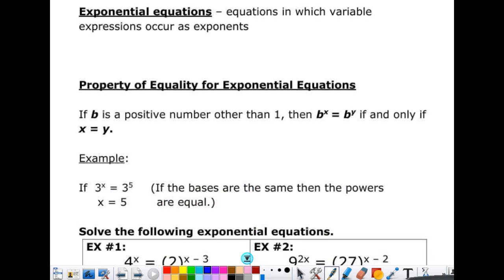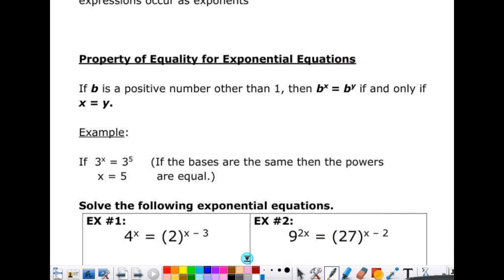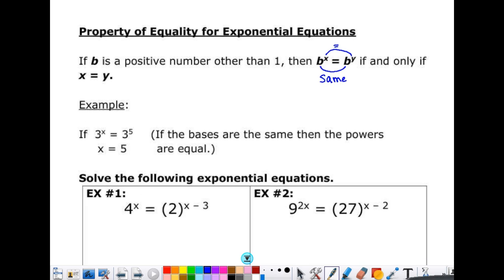There's this thing called the property of equality for exponential equations. What it says is, if the bases are the same, the bases being the big normal number, then the exponents are also the same. So if the big bases are the same, then the exponents are also the same, so you can set them equal. Here's an example.